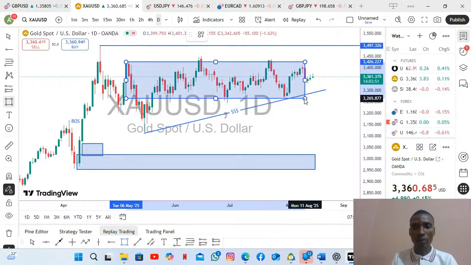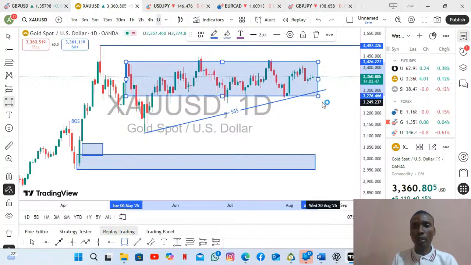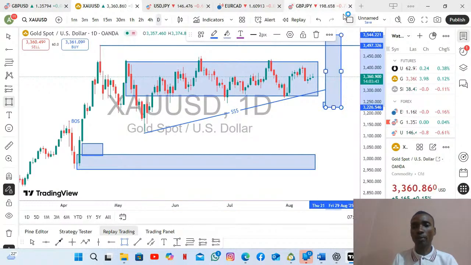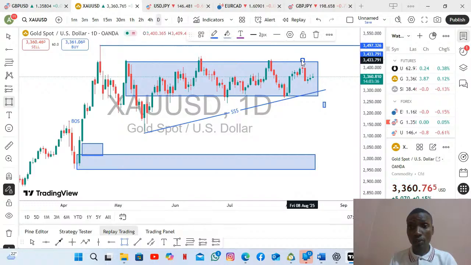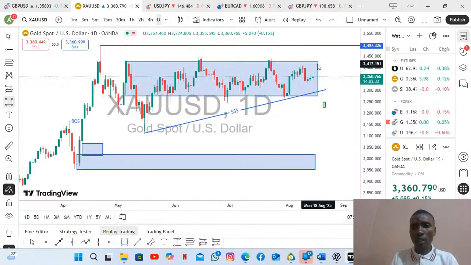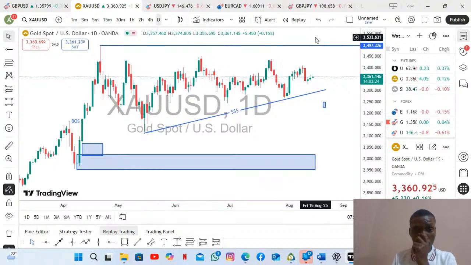You can see it has been in this box, and we are not going to do anything until gold comes out of this box. It's very risky, but perhaps we should just confirm in the lower time frame to see if we have something juicy cooking that we can do. This is the day. That's why for us, we don't trade the day.